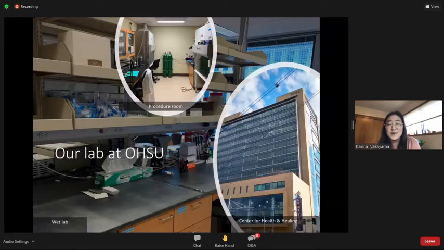And yeah, if you ever get the chance to come visit our lab in person, this is what it looks like. We have our wet lab space. This is the building to the right that we are housed in, the Center for Health and Healing.